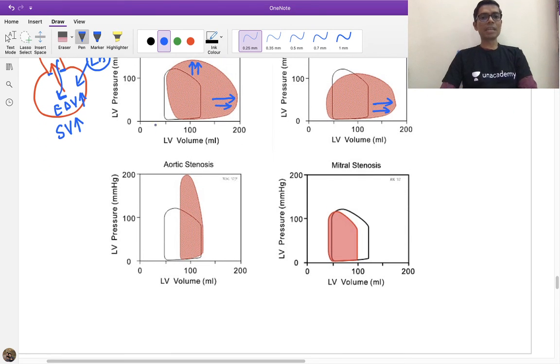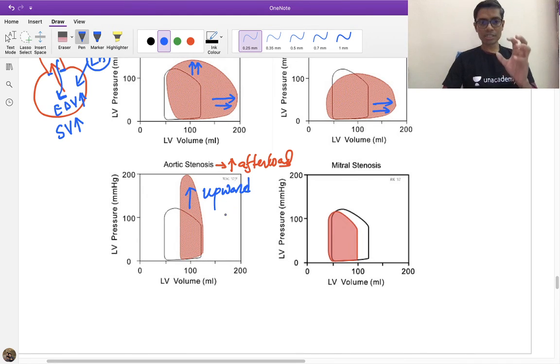Okay. Now in case of aortic stenosis or mitral stenosis, see, aortic stenosis, I just discussed that there is increase in afterload. So afterload means which kind of shift will occur? Simple, there will be upward shift. Okay, so the curve becomes narrow, the pressure volume loop becomes narrow and shifts upward.